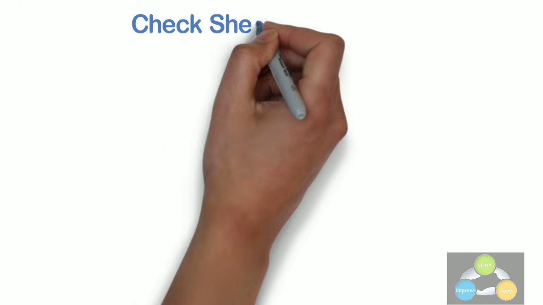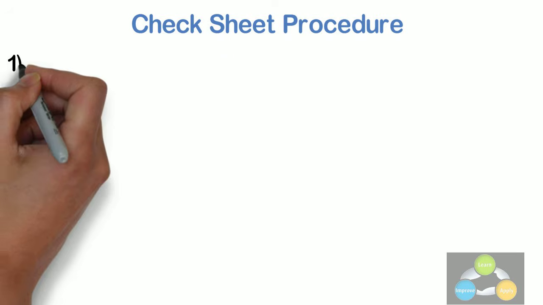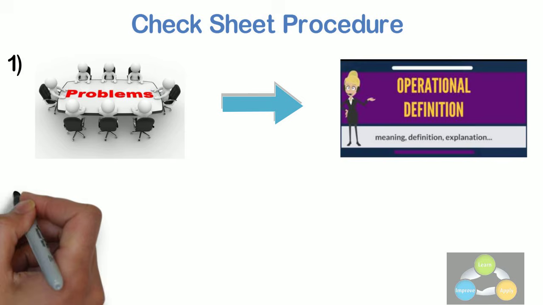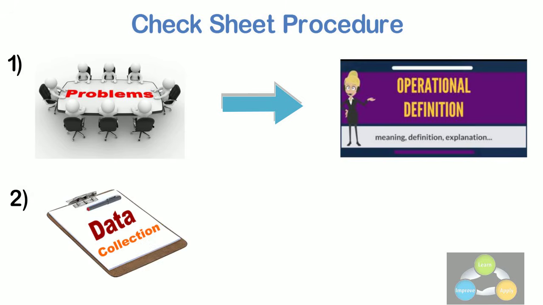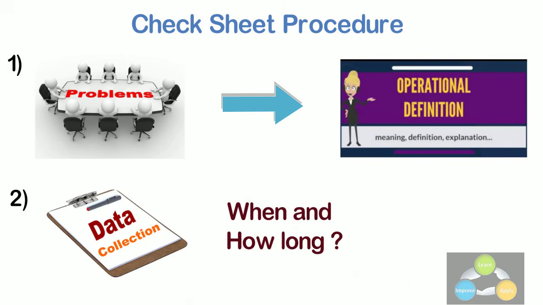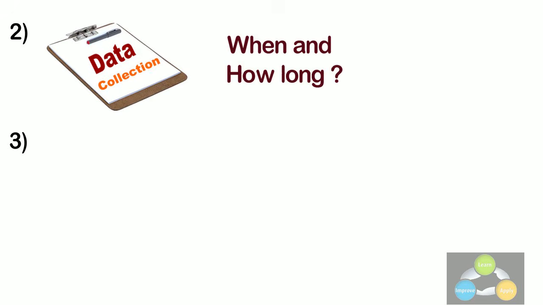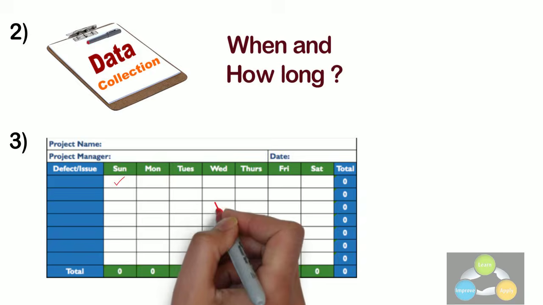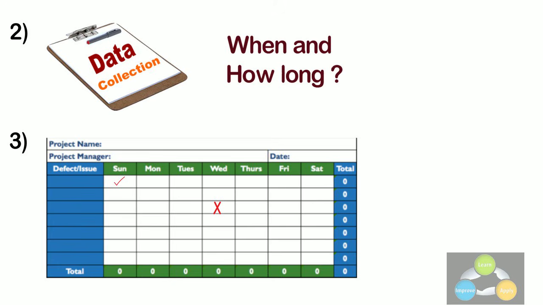Now let's see the procedure to create a checksheet. 1. Decide what event or problem will be observed. Develop operational definitions for that. 2. Decide when data will be collected and for how long. 3. Design the form. Set it up so that data can be recorded simply by making check marks or similar symbols, and so that data do not have to be recopied for analysis.